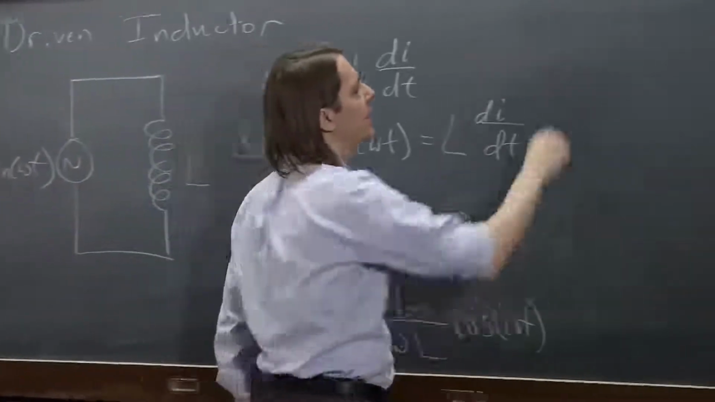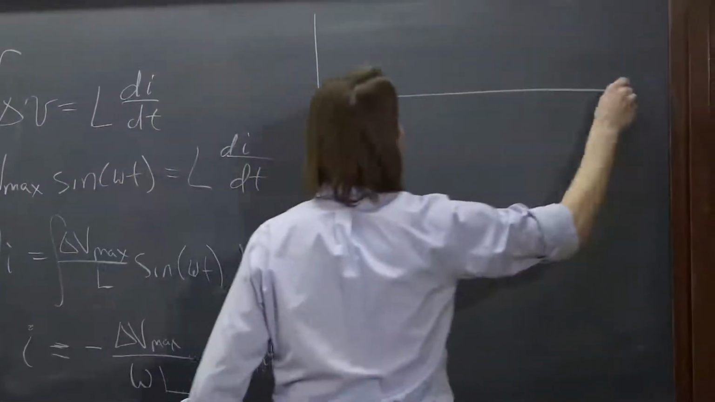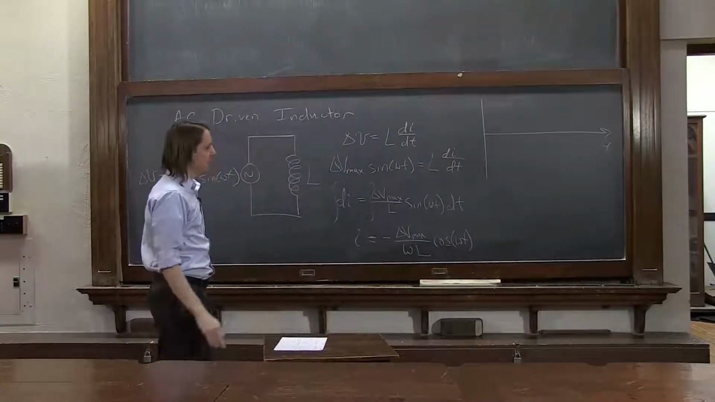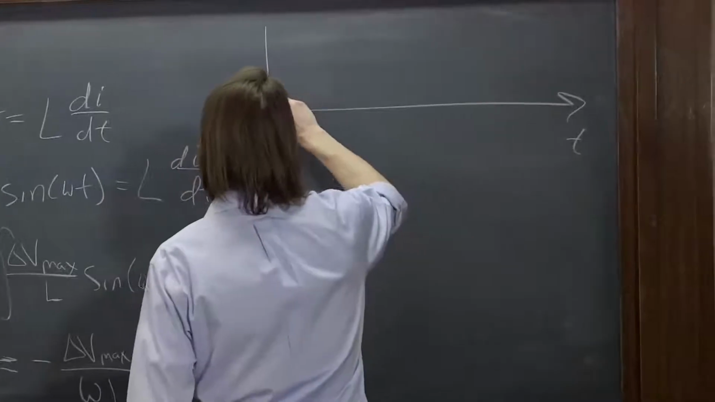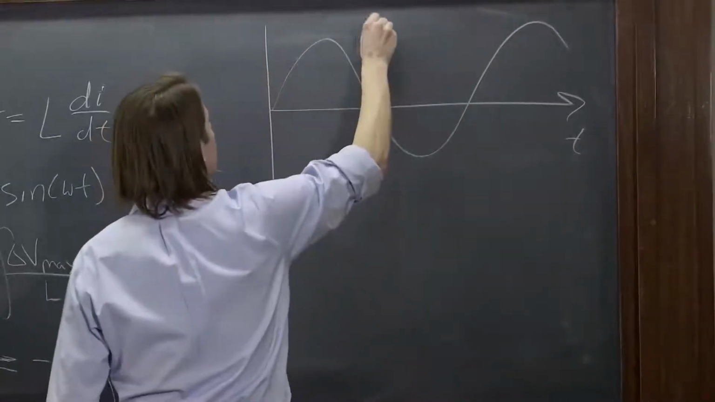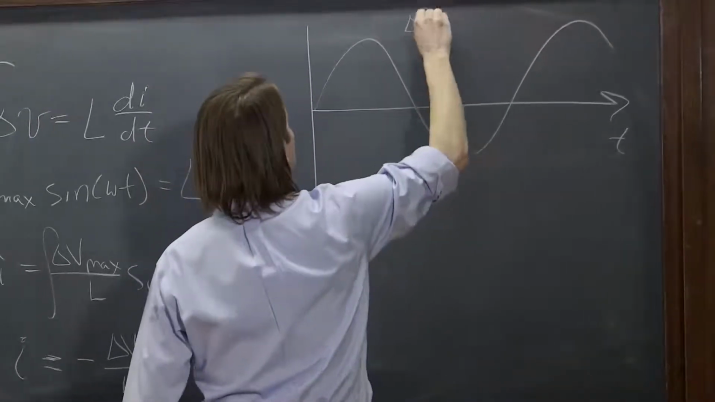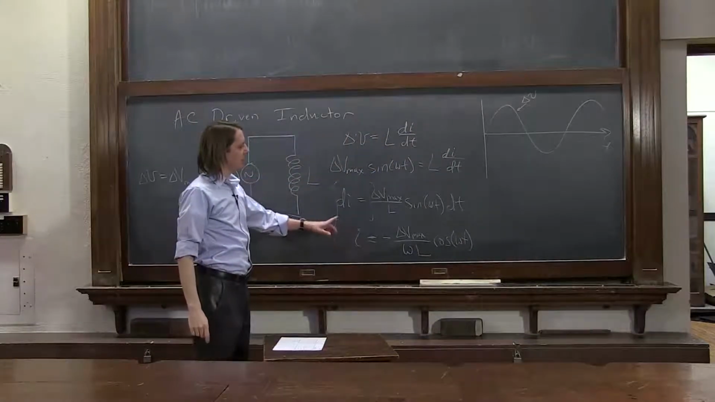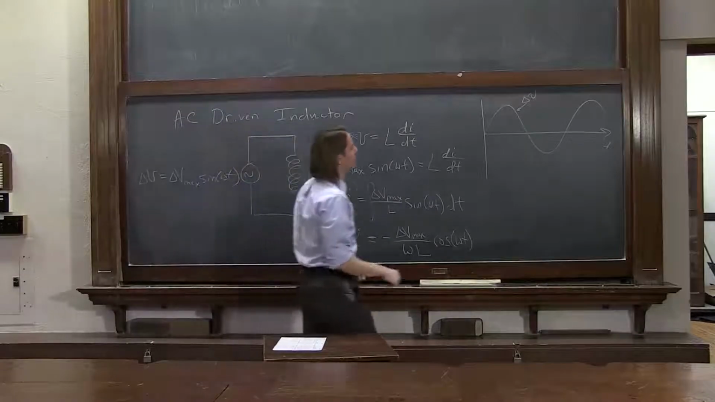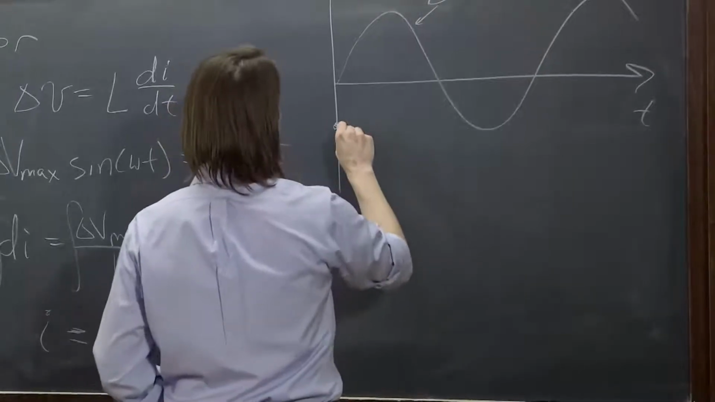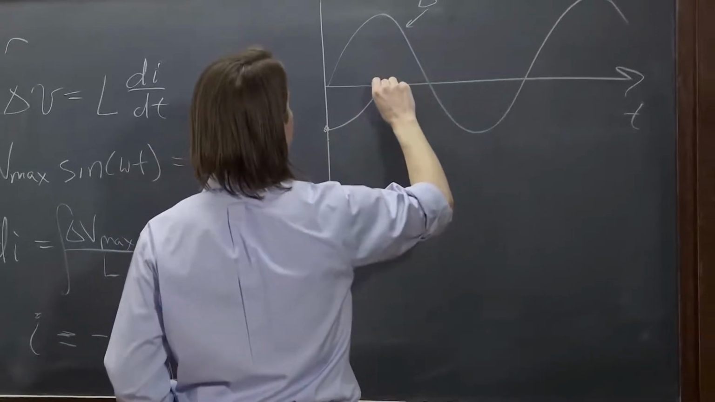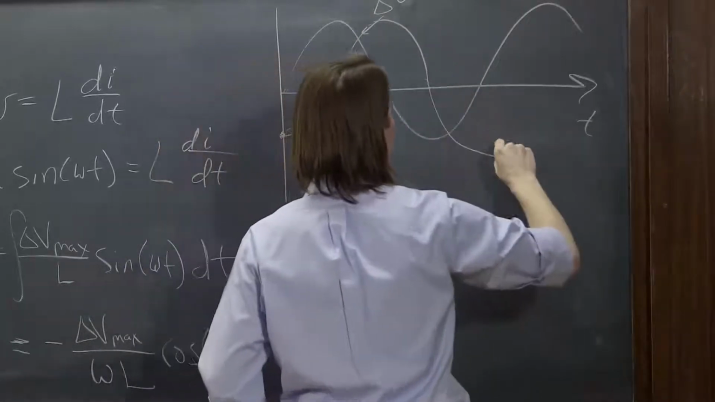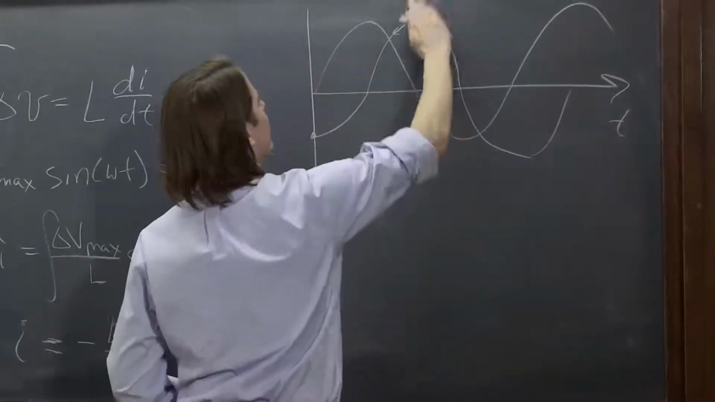So let's now look at our plot of the delta V you applied and the current response in time. So the delta V you applied is a sine like that. And this time, the current is 90 degrees out of phase again, but it's a negative cosine. So it starts down here like that, and then it's going to come up and hit 0 when that one is there, and it's going to hit its max when that one is at 0, and then it's going to do something like that. Like that. So this is a horrible choice here.